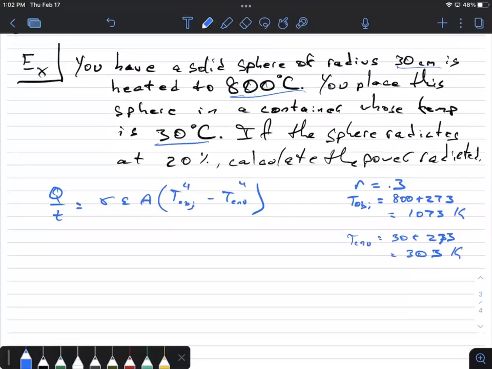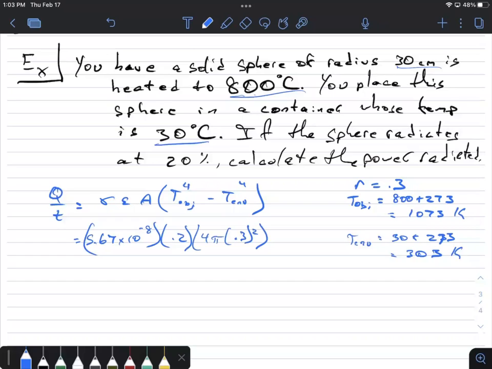So there's all my conversions. Now that I've converted everything which had bad units, I can start plugging numbers in. So I say, okay, sigma, 5.67 times 10 to the minus 8. Epsilon, how good does it radiate? 20%. So 0.2. Area, the surface area of the sphere. Well, I know it's 4 pi r squared. So it's 4 times pi times the radius, which is 0.3 squared.